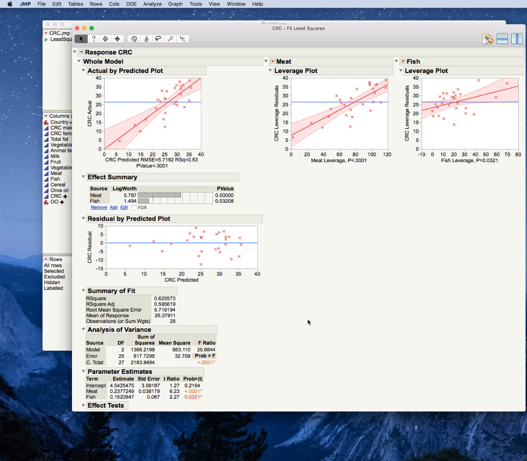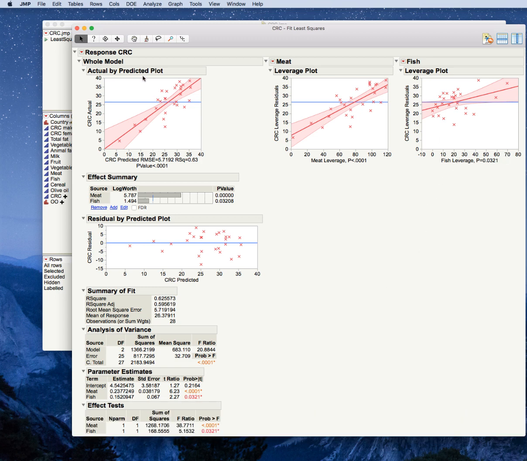So for this analysis, what you would do is report the average colorectal cancer rate, the number of countries that you have. You would report the mean meat and fish consumption with a standard deviation for each of those variables. You would say that the prediction of colorectal cancer rate is improved by the use of meat and fish with this p-value, and that meat and fish together, using the adjusted R-squared, account for 60% of the variability in colorectal cancer. For every 1 unit increase in meat per capita consumption, colorectal cancer rates increase by 0.23. For fish, it's by 0.15.